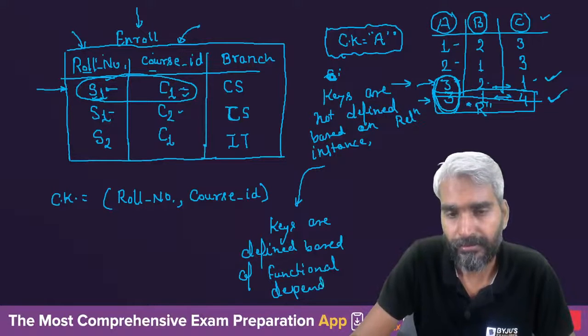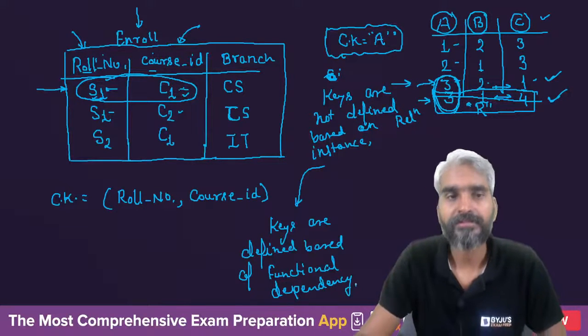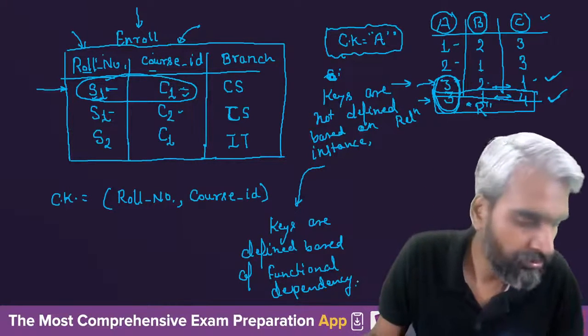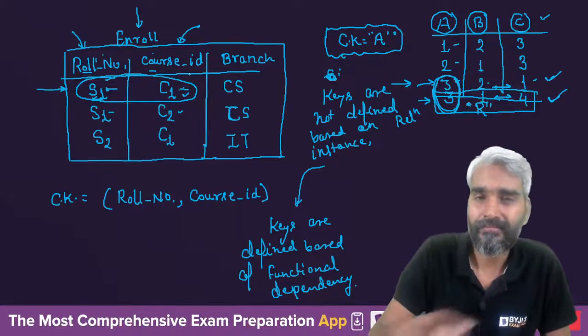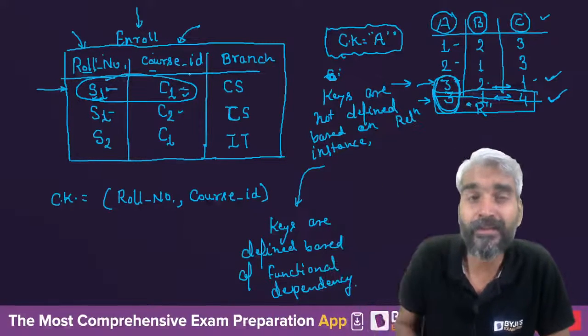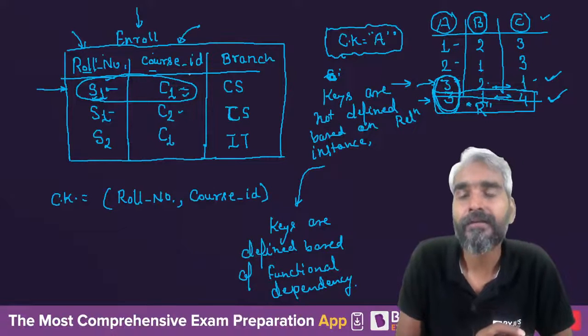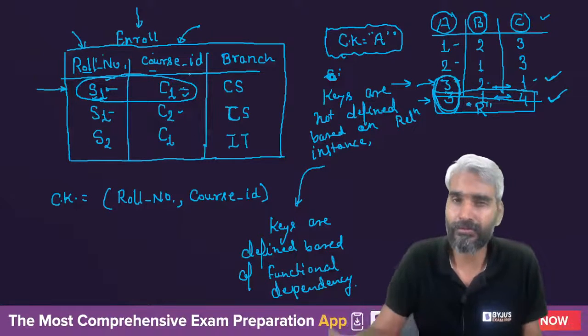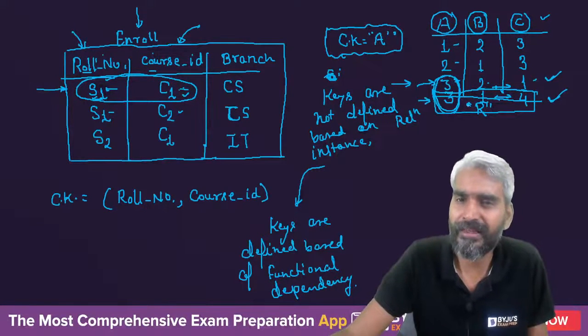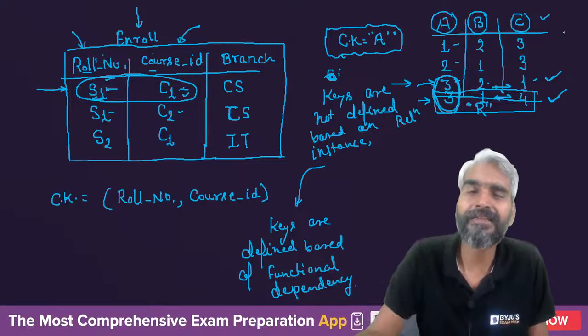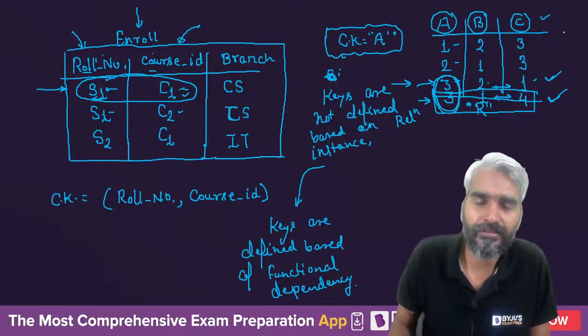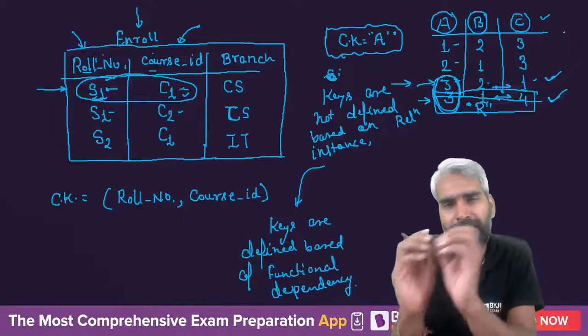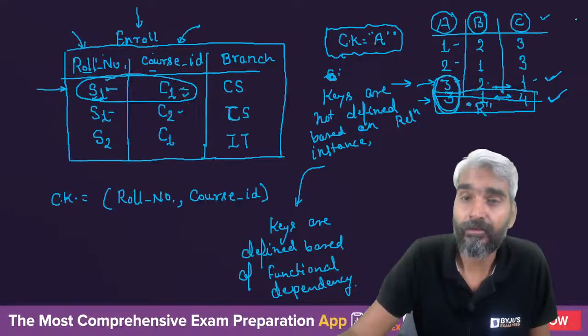So that's the information which you need to understand: keys will not be defined based on the relational instance. Keys will be defined based on the functional dependencies. So if somebody tells you that this is the relational instance, can you define the candidate key of this relation? You will say perhaps it may be, but yes, you can define one thing.